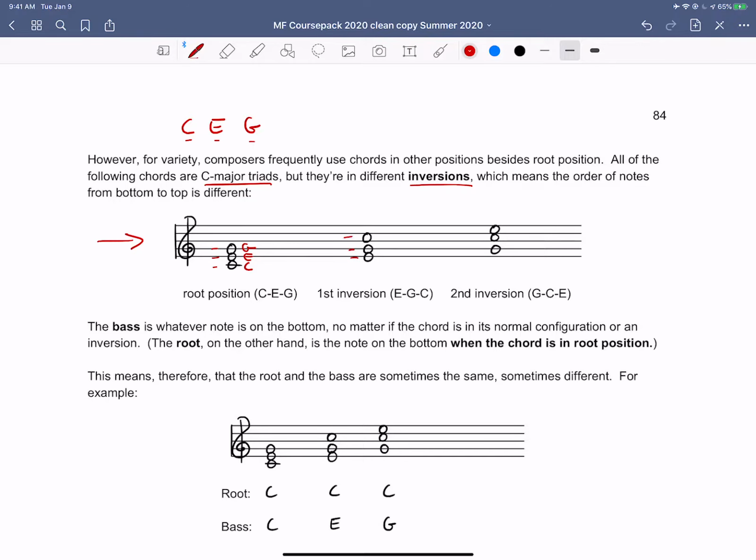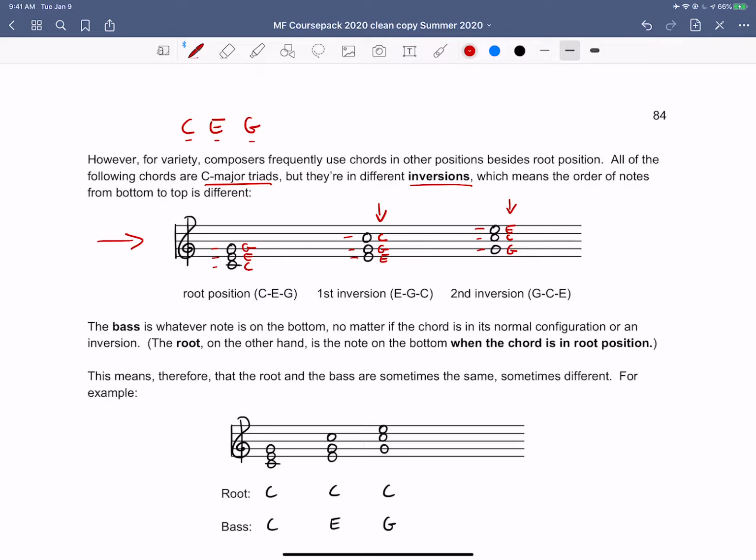Now, what about this next configuration? Line note, space note. And in terms of the notes from bottom to top, E, G, and C. Okay, so it's clearly not in root position because we don't have that pattern, but we still have the same collection of pitches. We still have a C, we still have an E, we still have a G. They're just scrambled up in order from bottom to top. Now, what about this last one? We've got line note, space note, space note. So it's also not in root position. And from bottom to top, the notes are G, C, and E. So again, it's still the same C major triad. We still have a C, an E, and a G. We just have reordered the pitches from bottom to top.